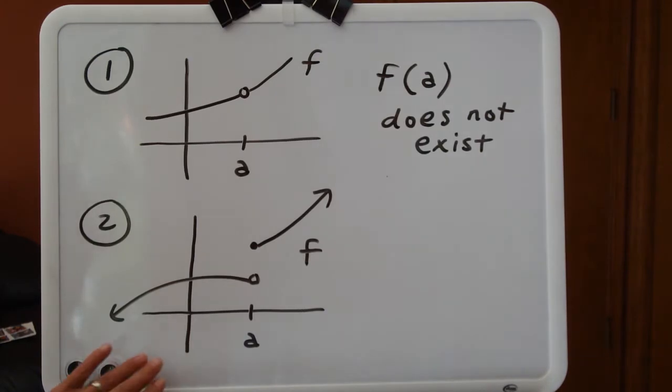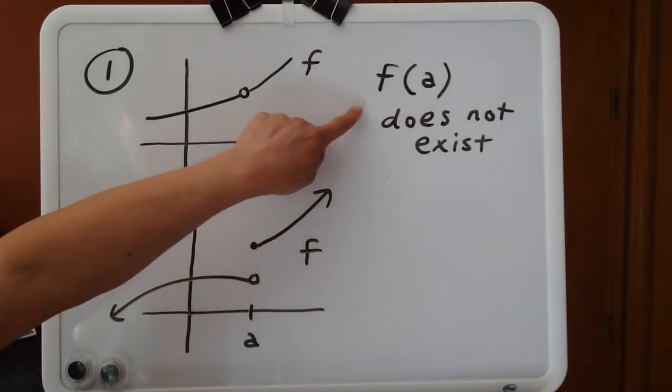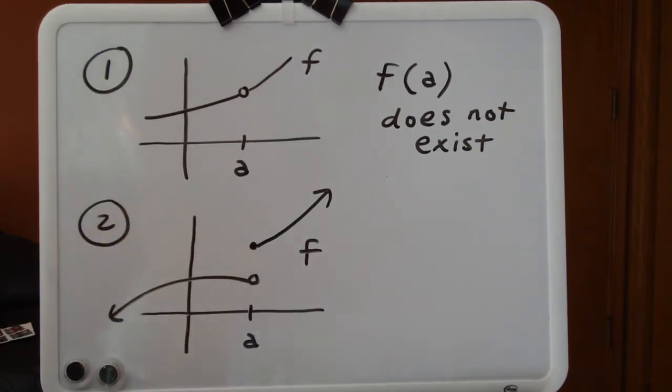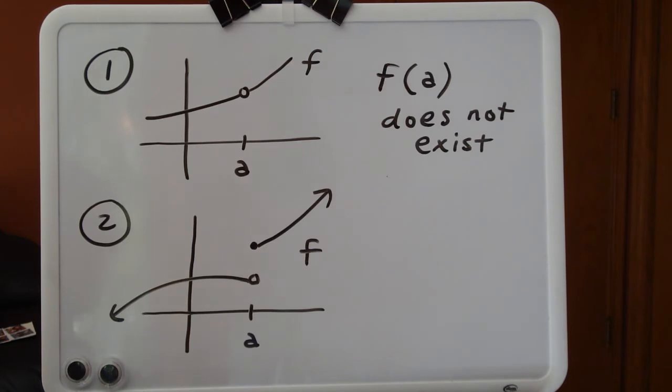So still here, this is a discontinuous function, but you can't use this reason, right? You can't say f of a doesn't exist. You could definitely see the output there. But most people would still say this function is a discontinuous function. And the main reason for that is the limit doesn't exist as x approaches a.